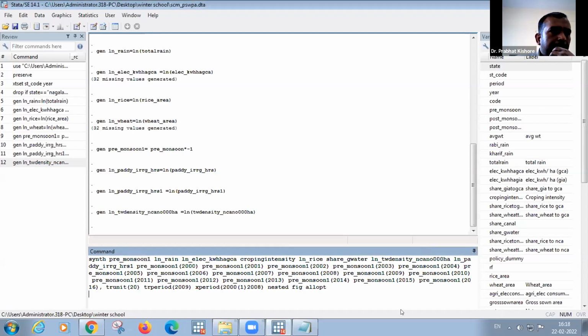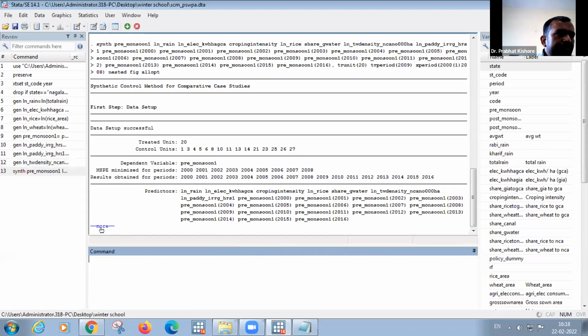After doing all these things, we have considered a treatment. Here the treatment unit is 24, which we have assigned to Punjab, and the treatment time is when they enacted this policy, that is 2009. Before that is the pre-treatment period. Then we are targeting to construct the counterfactual. Firstly, it will give the weights, and it will take some time.